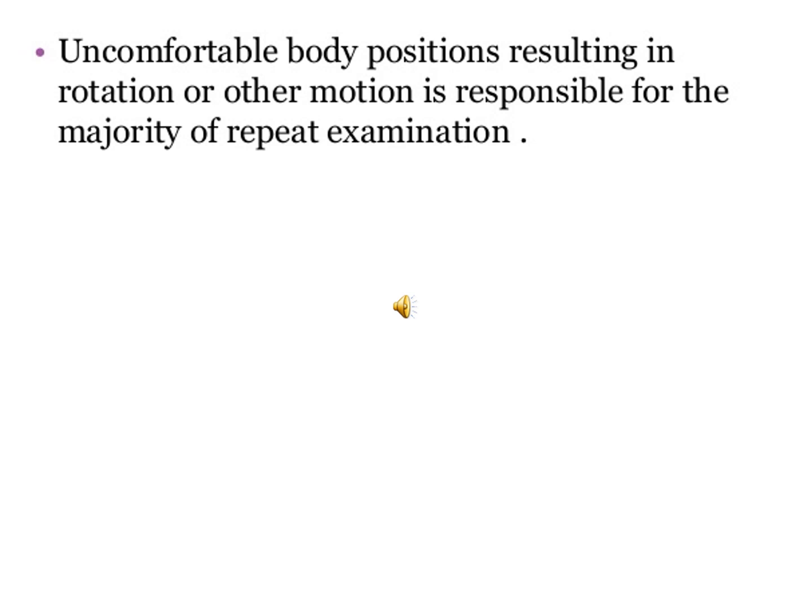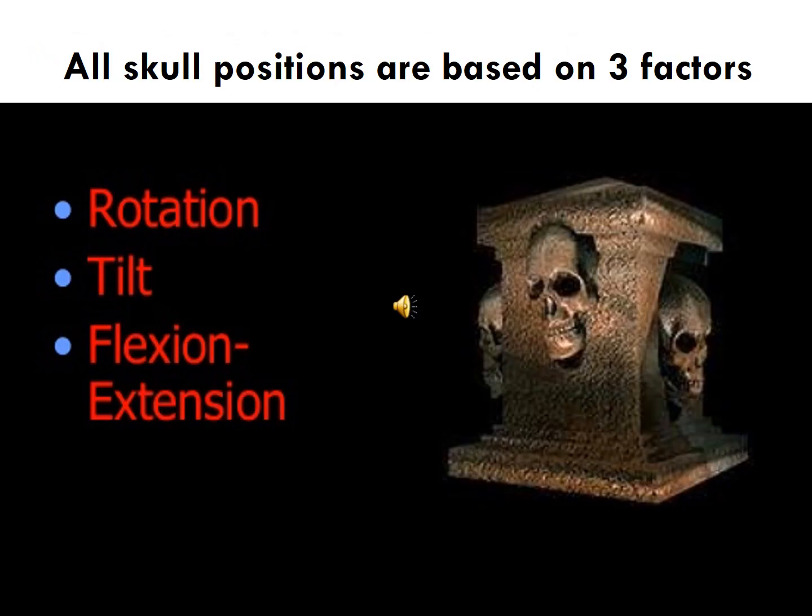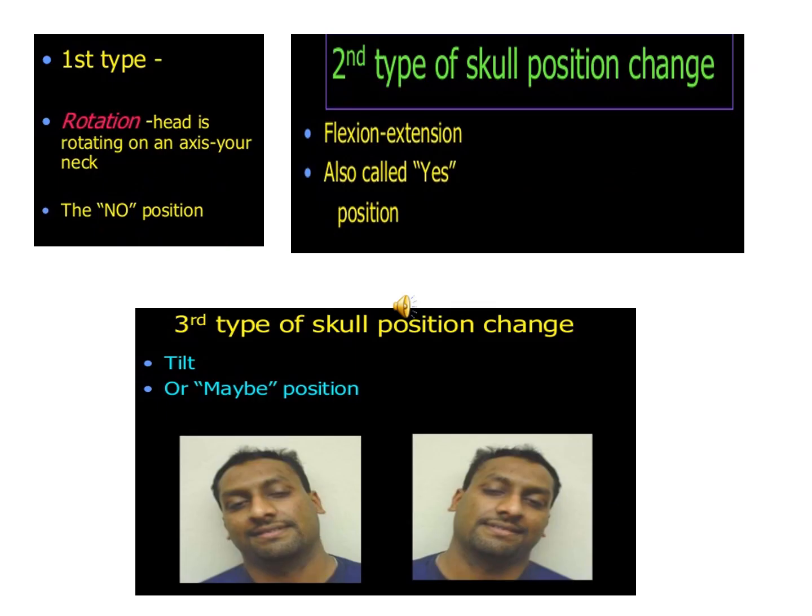Uncomfortable body positions result in rotation or other motion that is responsible for the majority of repeat examinations, and these may degrade the quality of the radiograph. All skull positions are based on three factors: rotation, tilt, and flexion or extension. The three important types of skull position change are rotation, flexion or extension, and tilt.